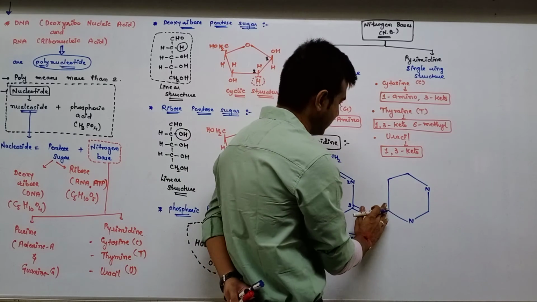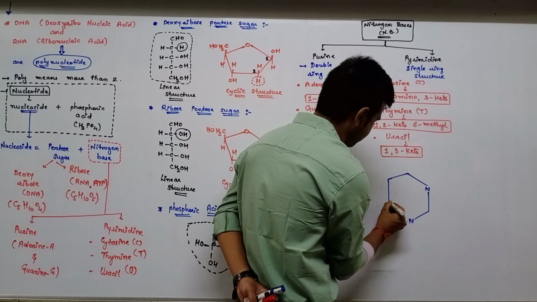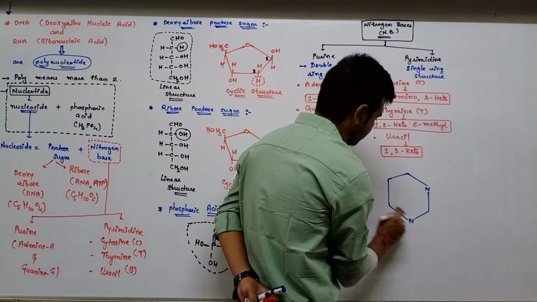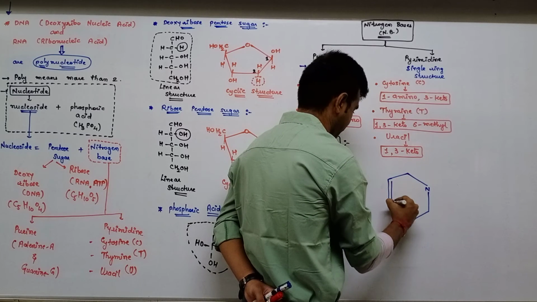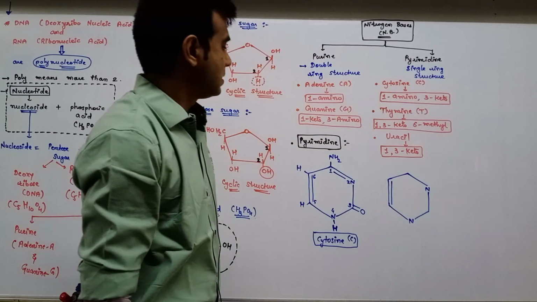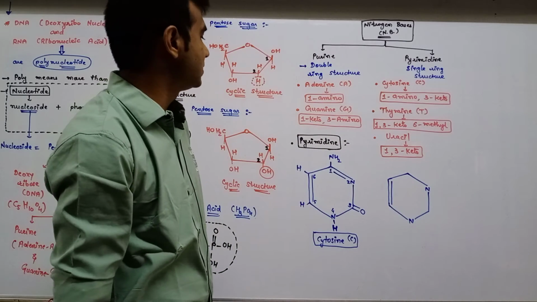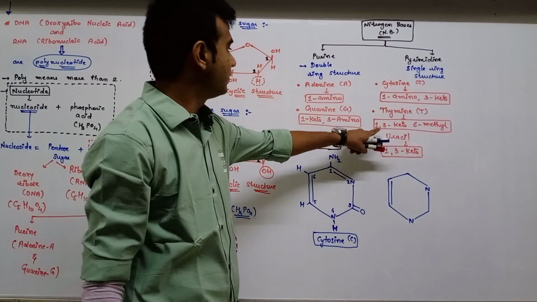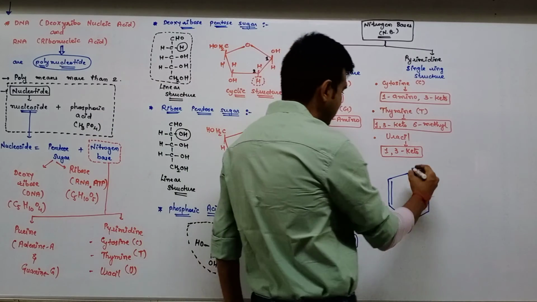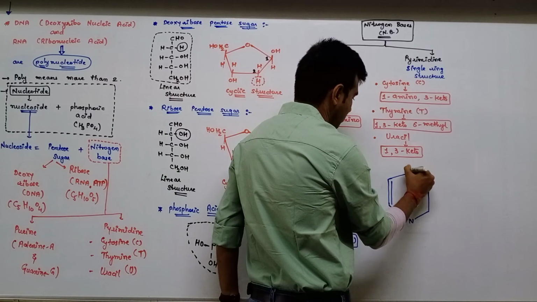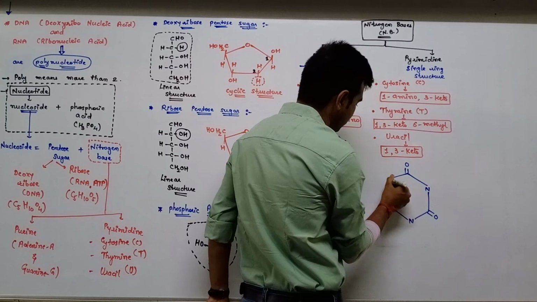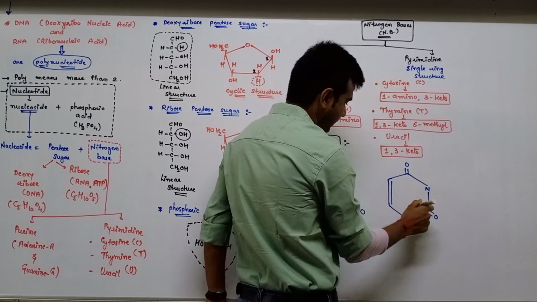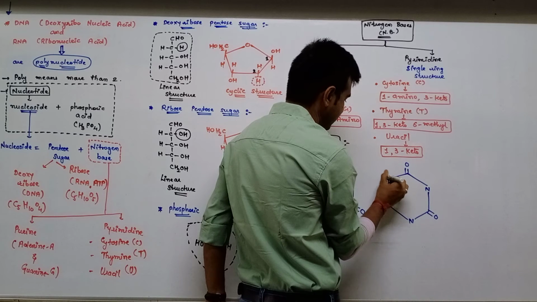Now again alternate 2 bonds are there. Here I have to draw the thymine. So what I can do? 1, 3 keto and 6 methyl. So 1, 3 keto. So 1, 2, 3, 4, 5 and 6. 6 methyl.